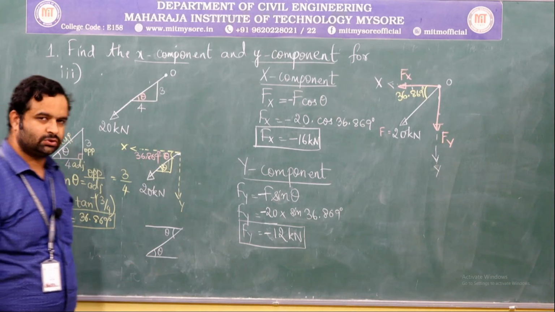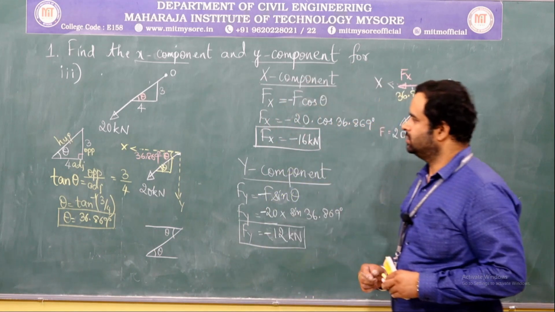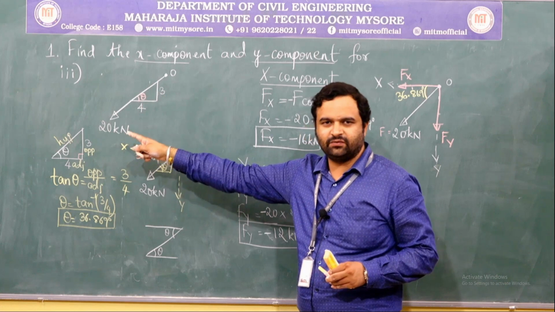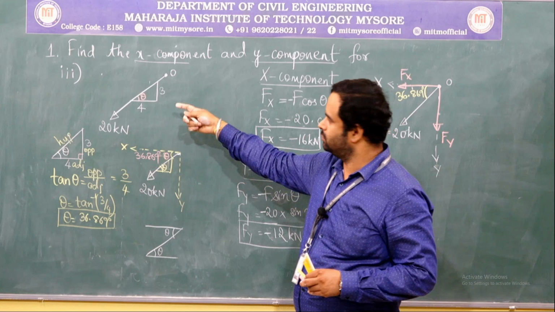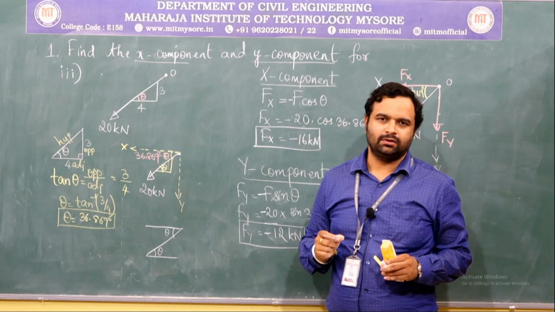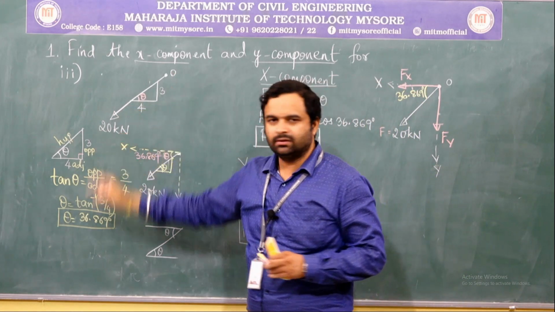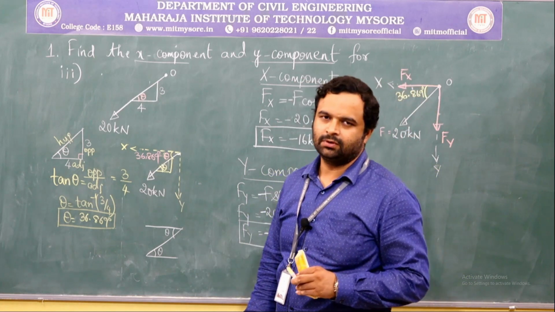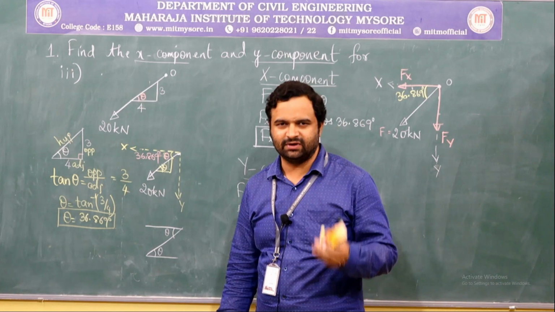I hope you have understood this problem. Let me again brief you. When you have a force given as 20 kilonewton in this case, and you do not have any angle of inclination given in the problem, that is the theta value is missing, then they will be specifying something in the form of a right angle triangle, which is called a slope. So, using that slope, you need to find its angle of inclination.